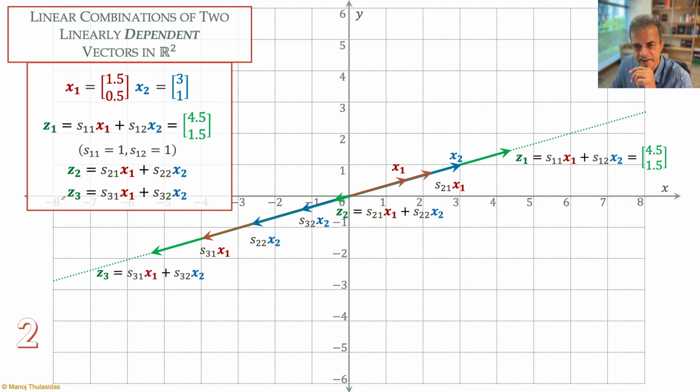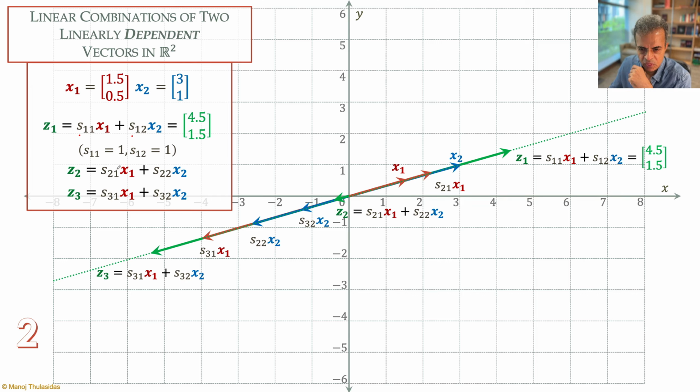Can you see that they're actually linearly dependent? They are scaled versions of each other. x2 is just 2x1. Now I can take some scaling factors, 1 and 1 to begin with. I get a third vector, a green vector, and if I plot it on this coordinate space, I see that that vector also lies on top of the line defined by the blue vector or the red vector.